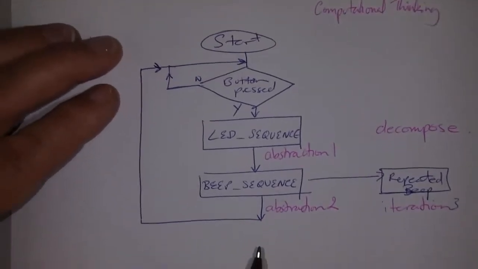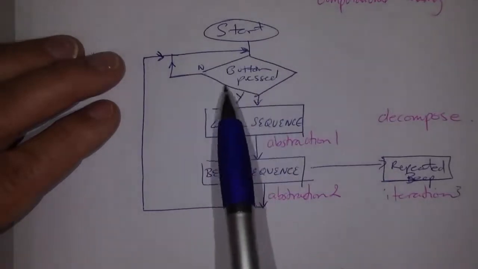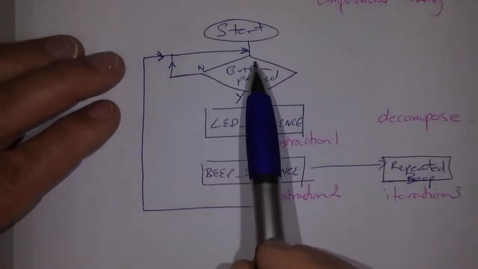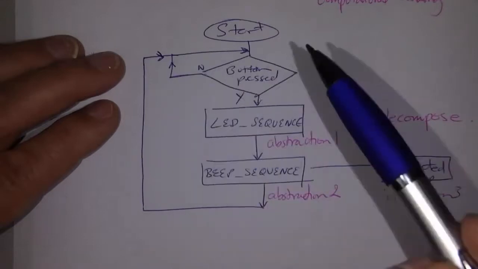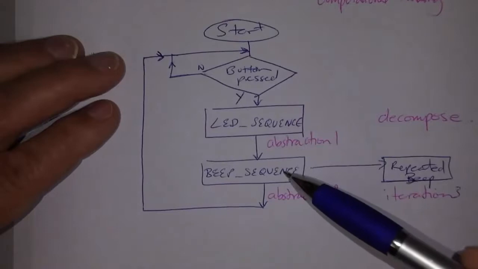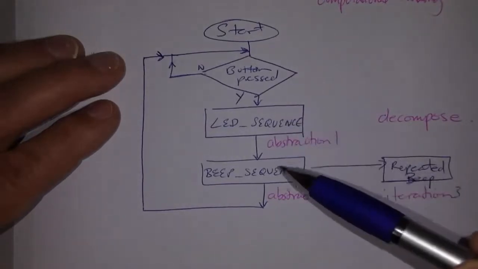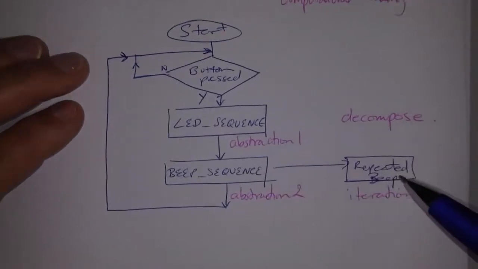So here's our overall algorithm. The first thing we need to do is our conditional selection. Is the button pressed? If it's not pressed, keep checking the button until it is pressed. And when it is pressed, do our first abstraction, then do our second abstraction. And this falls nicely into writing functions. Each abstraction is a simple function. And of course, I've done the same for the repeated beep. I've made a single beep function which is repeated 5 times.